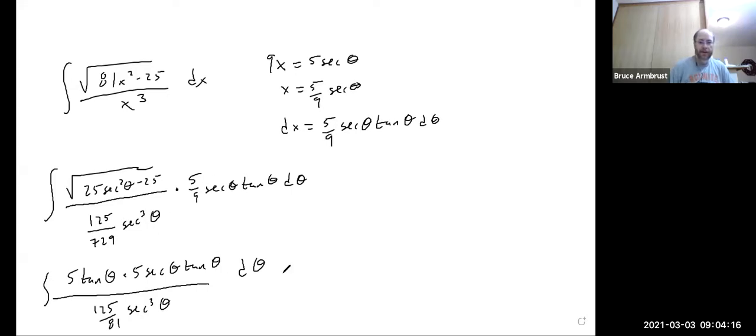All right, so we can simplify some more. That's going to end up being 81 over 5. As I flip that thing over, the 5's cancel. One of those secants goes away, so I'm left with a tangent squared over secant squared.